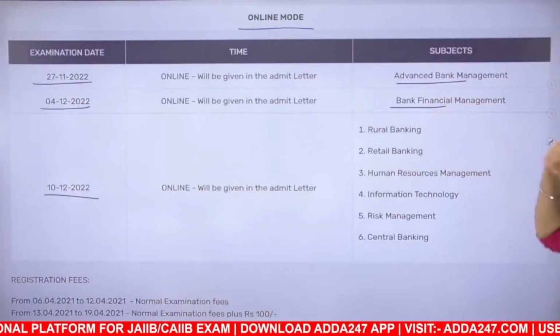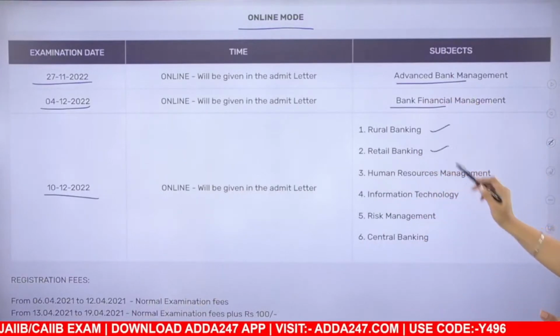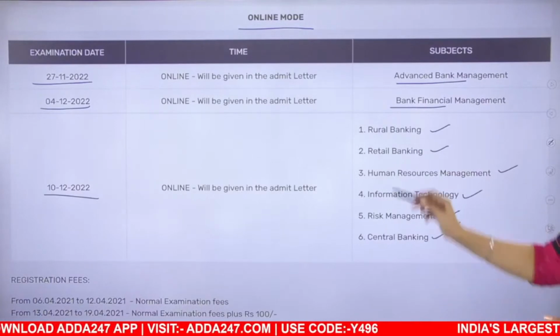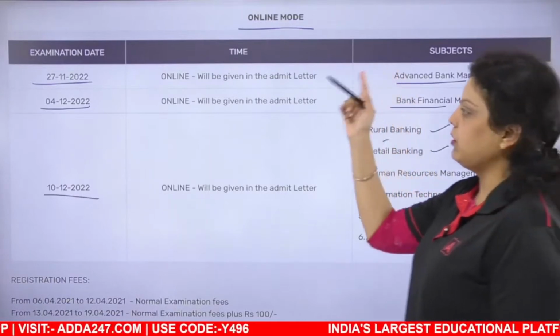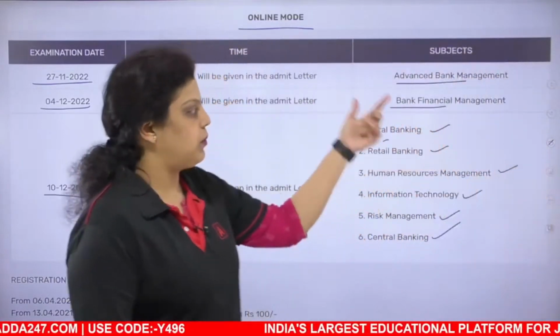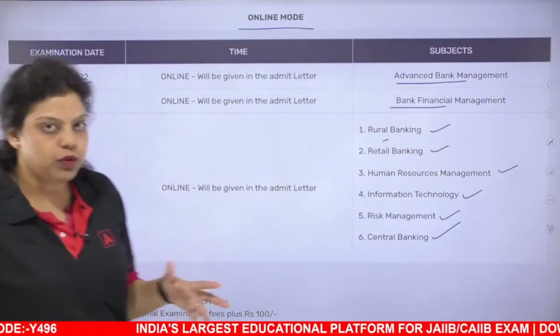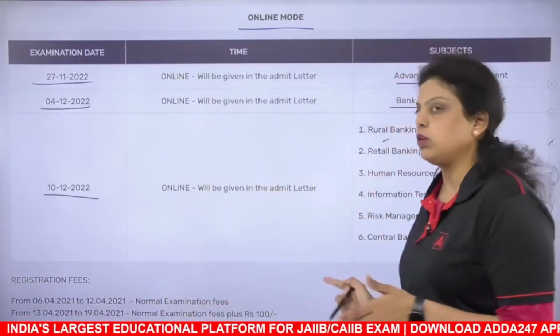Apart from these two, you have to take one subject out of the 6 subjects, that is rural banking, retail banking, human resource management, information technology, risk management and central banking. So out of these 6 subjects, you have to take one subject, and the above 2 subjects, ABM and BFM, both are mandatory for your exam. So this is the pattern of your paper: there will be 3 papers you have to give. 2 are mandatory, 1 you can choose out of the 6 options.